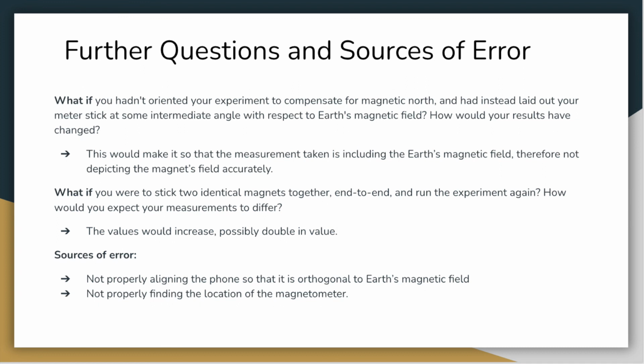The reason why our computational and experimental values do not match up is that the computational model does not take into account outside forces such as the Earth's magnetic field. We tried our best to make sure that we're not accounting for the Earth, but there's still possibility for human error, such as not properly aligning the phone so it's exactly orthogonal to the Earth's magnetic field, as well as not properly identifying the exact location of the magnetometer, which can also affect our results.